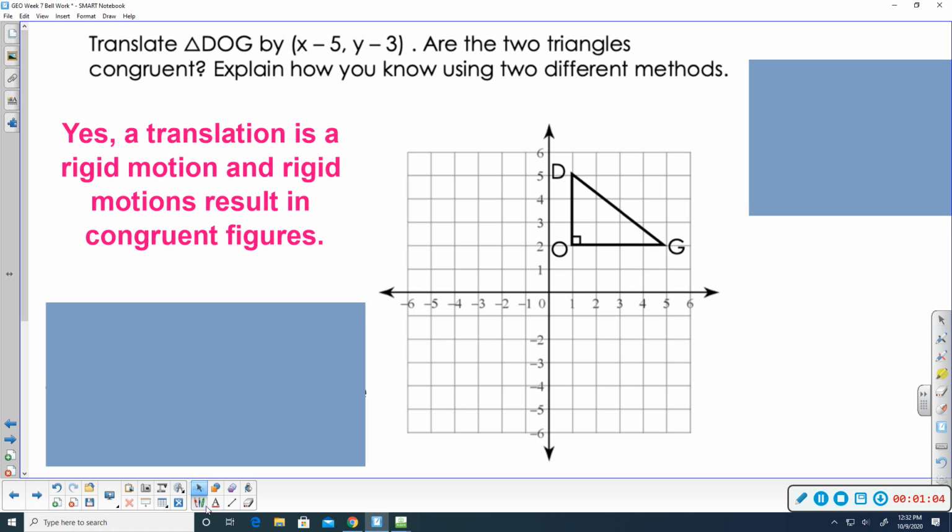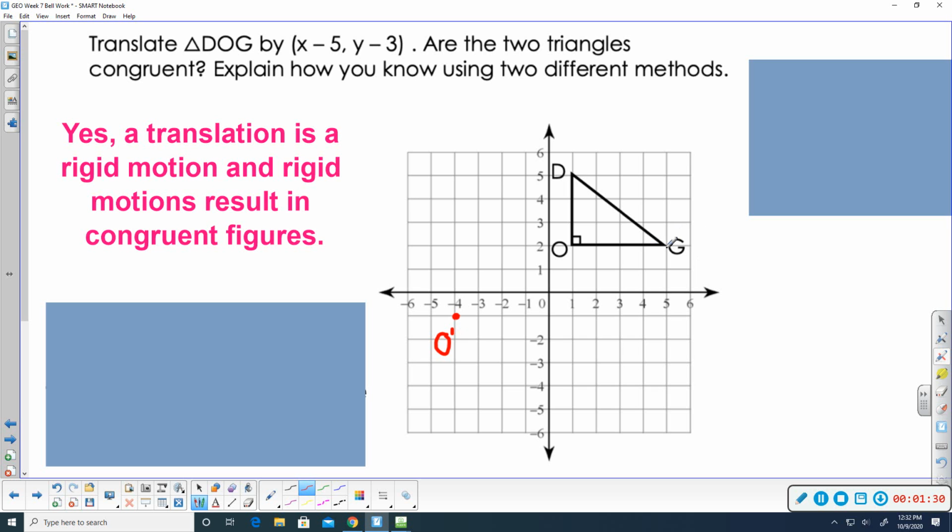The next way to answer it, which we could do if we didn't quite remember what a translation was in that definition of rigid motion, is we can actually perform this translation. So we're going 5 units to the left and 3 units down. So from point O, I'm going to count over 5 and down 3. And then I'll put a point. This would be O prime.